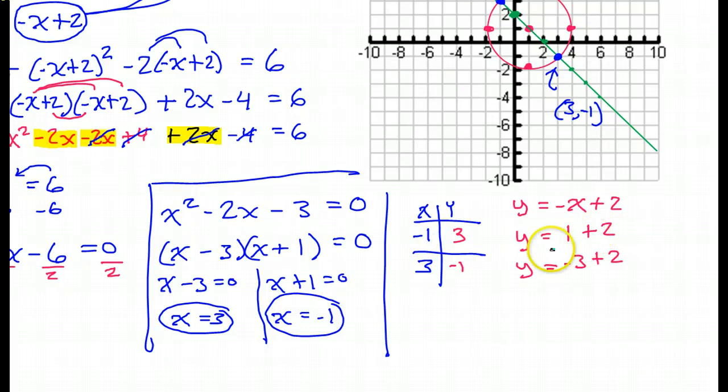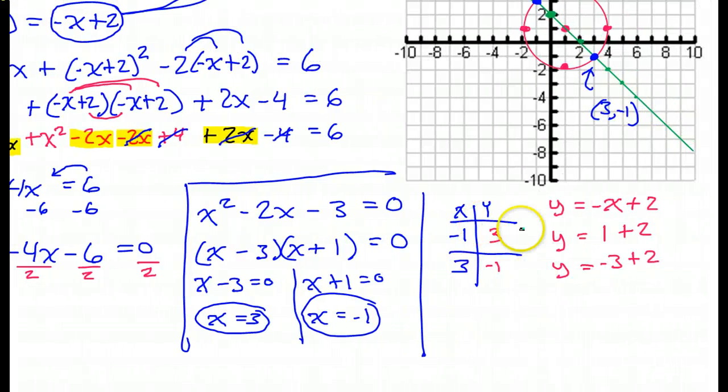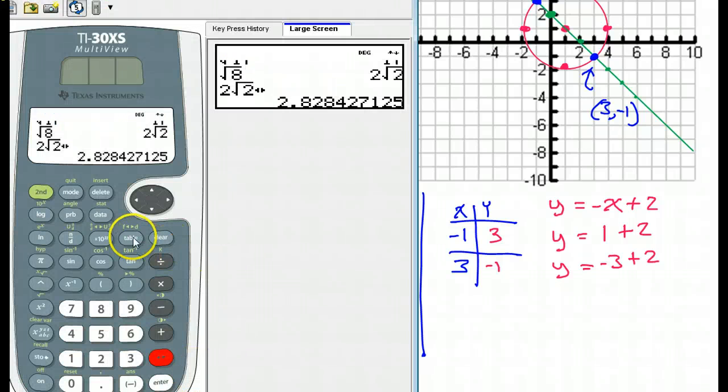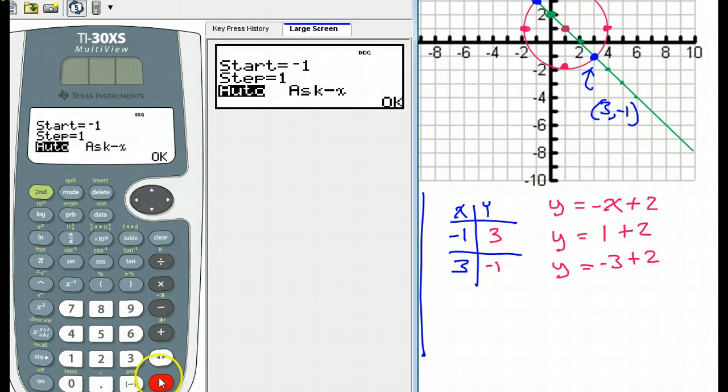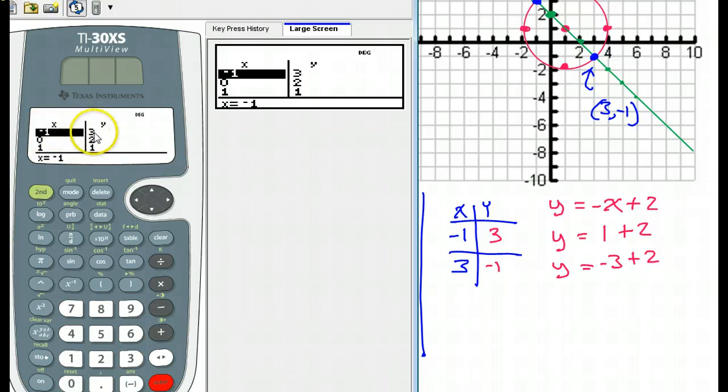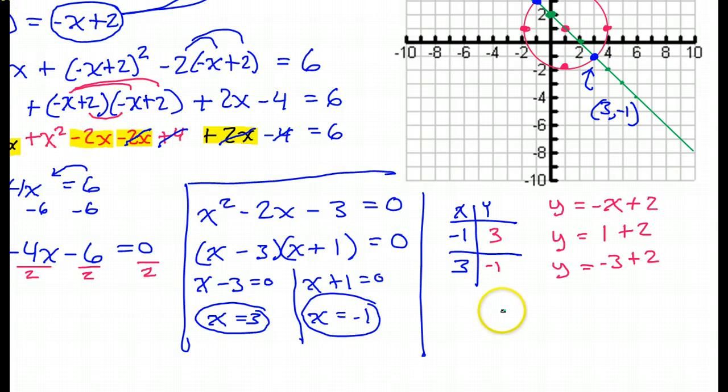If that confused you even in the slightest bit, then I want you to understand that we could get these y values using the calculator and the table function. If I use negative x plus 2 as my function, I take a look. I'd like to start at negative 1 since that's the first value I want, and I see negative 1 has a y value of 3. If I scroll down until I see 3, I see 3 has a y value of negative 1. So I could have gotten the values that way. You do whatever makes you feel most comfortable.